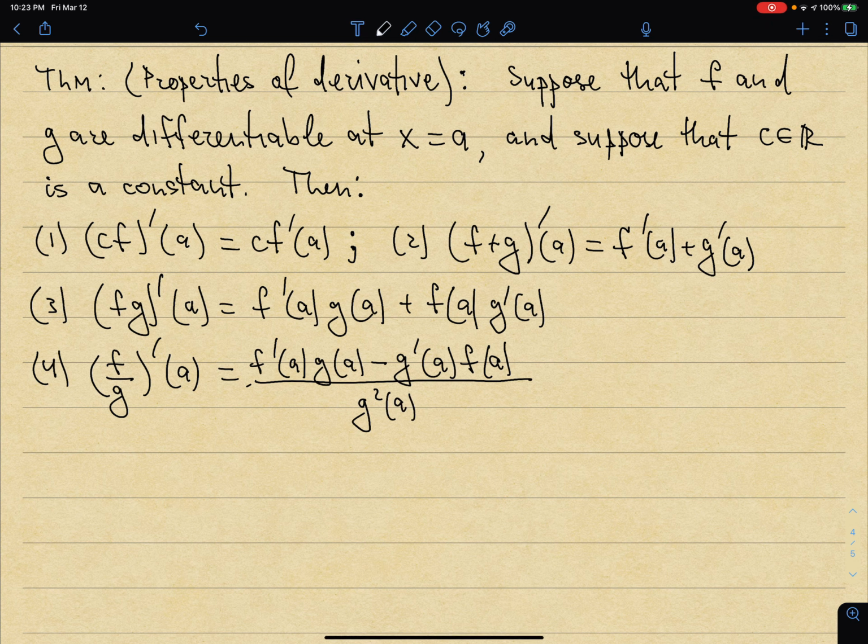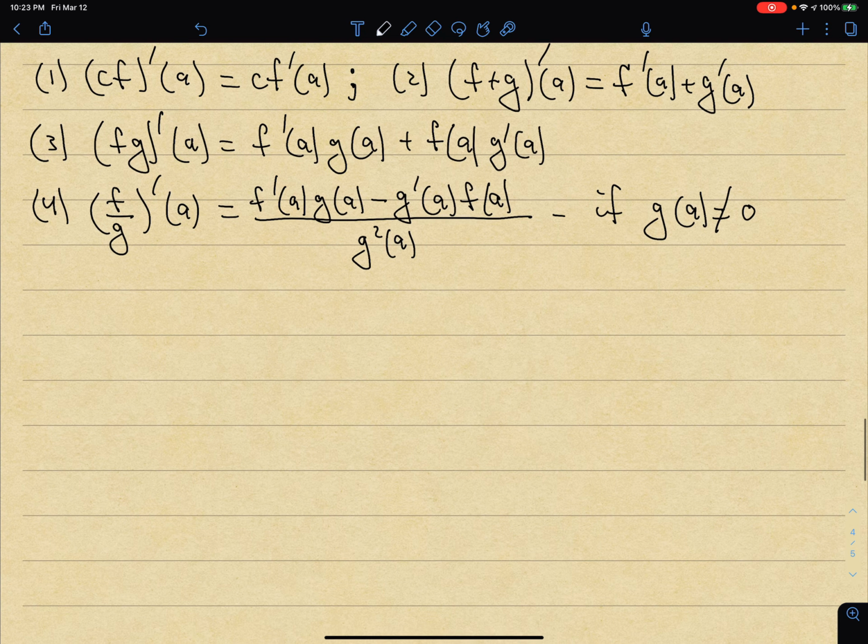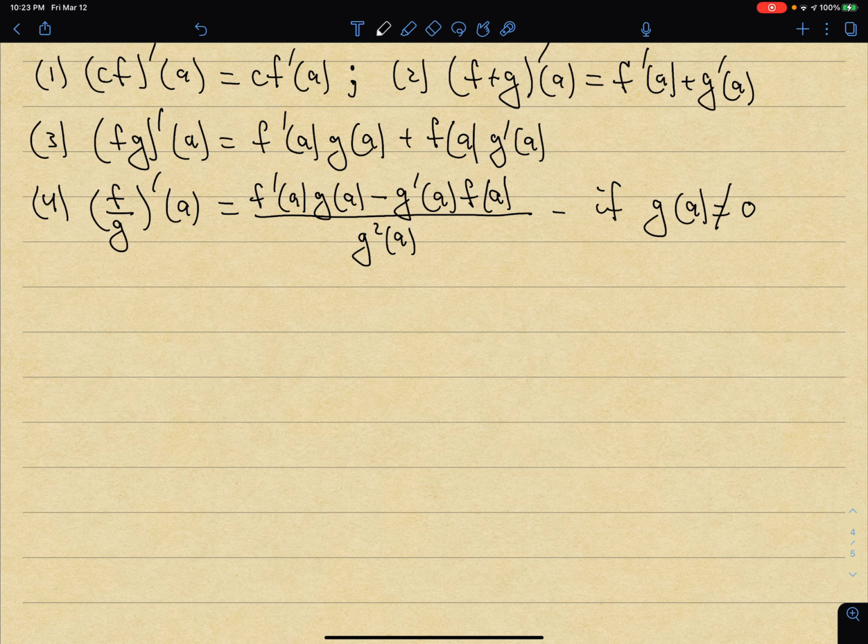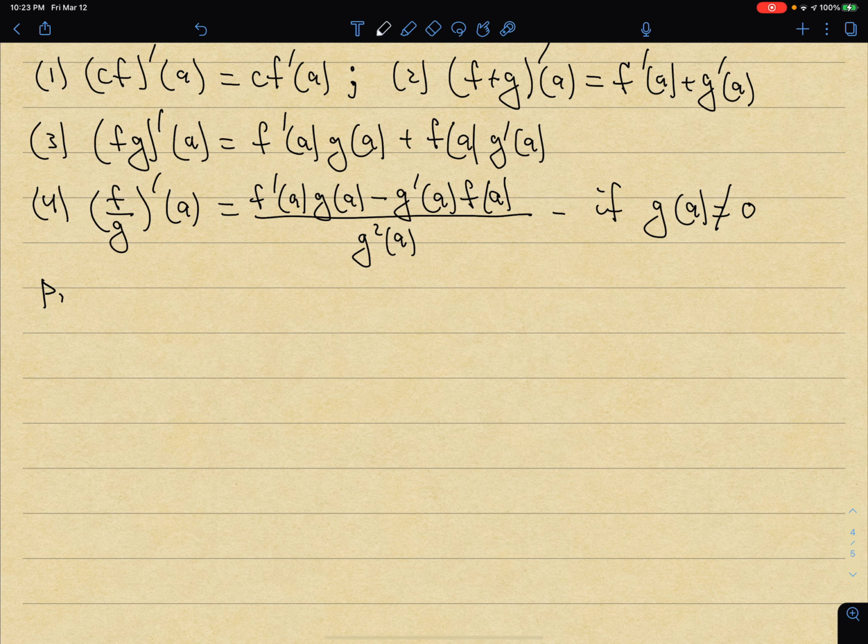And this should hold if g of a is not equal 0. All right, so we are ready to prove these properties. Again, as I said, some of them. Proof. At this stage, we don't know any of these rules, so we have to resort to using a definition.